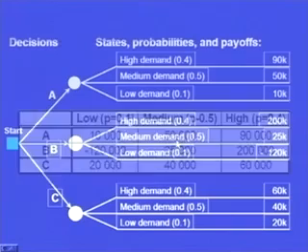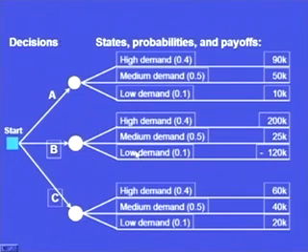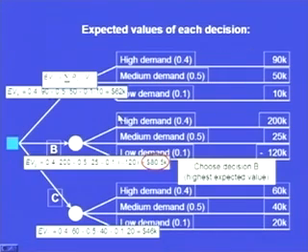So, this is the exact representation of the data which was available in the previous slide in the form of a decision tree. Now, this is a decision tree. We have to take a decision which particular alternative would give us the maximum profit. So, we would now calculate the expected value.